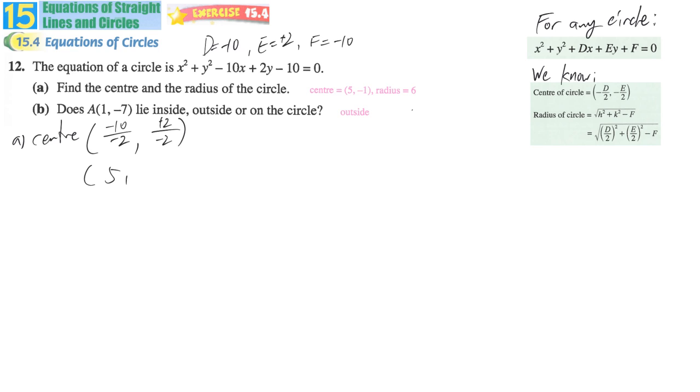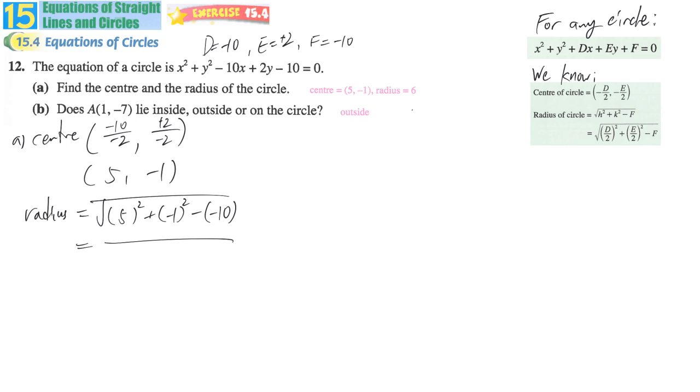We get 5, -1. We get the center of the circle, and also the radius is equal to the square root of the x coordinate squared, the y coordinate squared, and then minus F. 5 and -1, and also F here is -10. So we have 25, +1, +10, which is square root 36, and is 6.